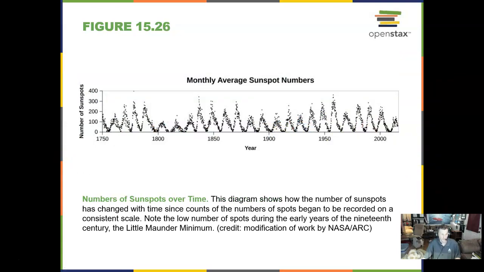The number of sunspots also changes with the 11-year sunspot cycle. And here we see peaks about 10 or 11 years apart, where there's a bunch of sunspots, sometimes over 300, and then there are times where it's very quiet.